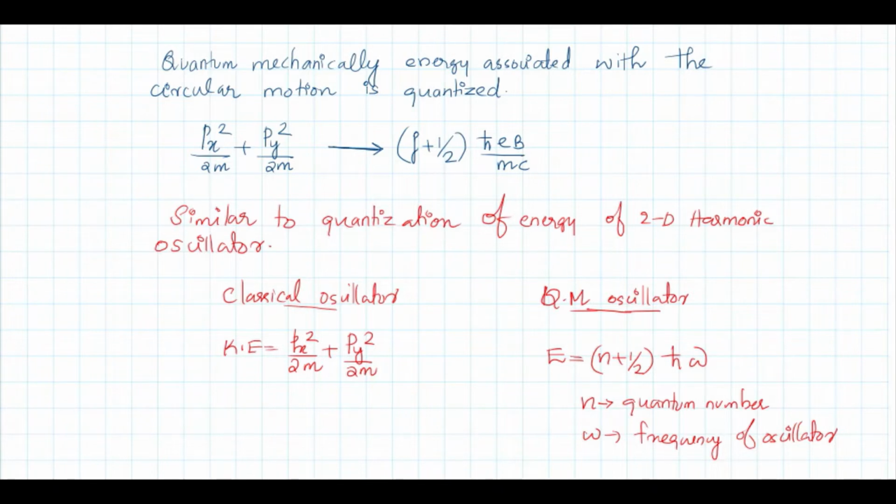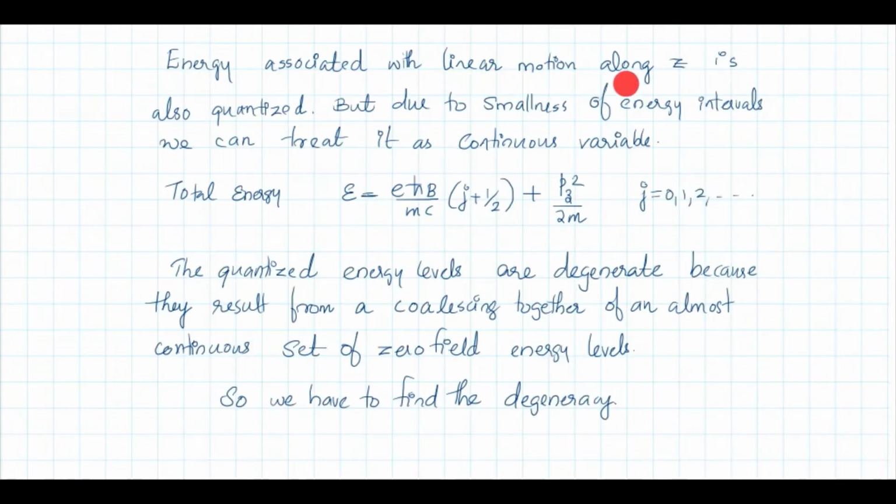Now the energy associated with the linear motion along z is also quantized, but due to the smallness of energy intervals, the energy levels are lying very close to each other, so we can treat it as a continuous variable. Therefore, the total energy of a charged particle which is moving in presence of a magnetic field can be written as E equals h cut eB by mc times j plus half plus pz square by 2m, where j can take values 0, 1, 2, etc.